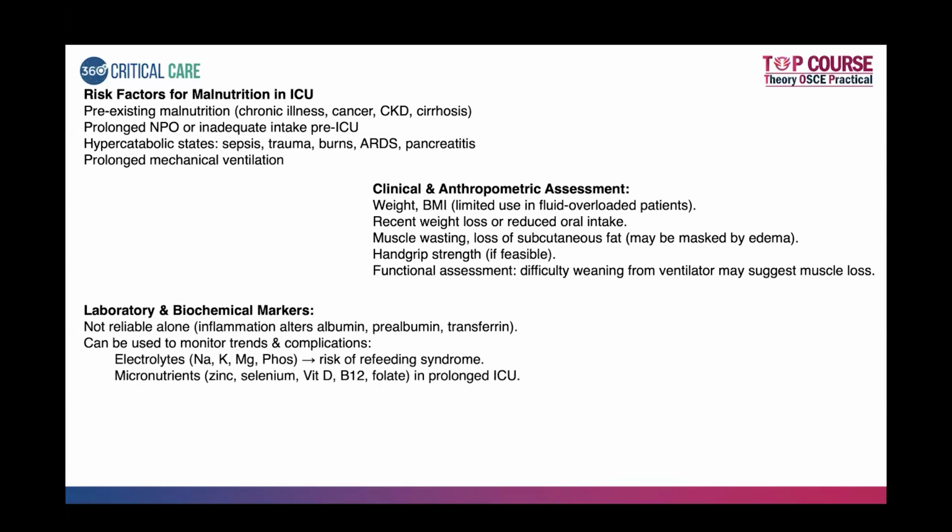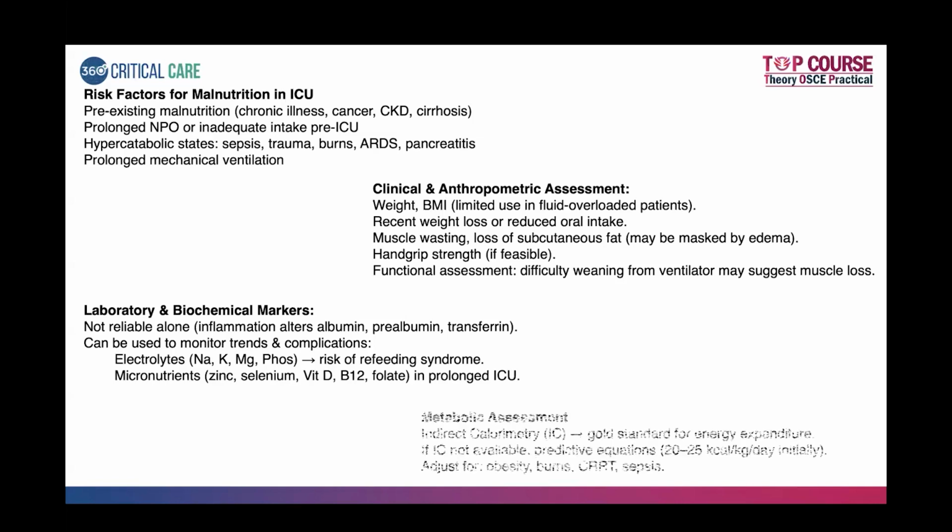Then lab and biochemical markers, they are by themselves not reliable because inflammation alters albumin, prealbumin, and transferrin levels. So they can be used to monitor trends and complications. For example, sodium, potassium, magnesium, and phosphorus can be used to assess the risk of refeeding syndrome. And micronutrients like zinc, selenium, vitamin D, B12, and folate levels can be assessed in patients who are in ICU for a prolonged period of time.